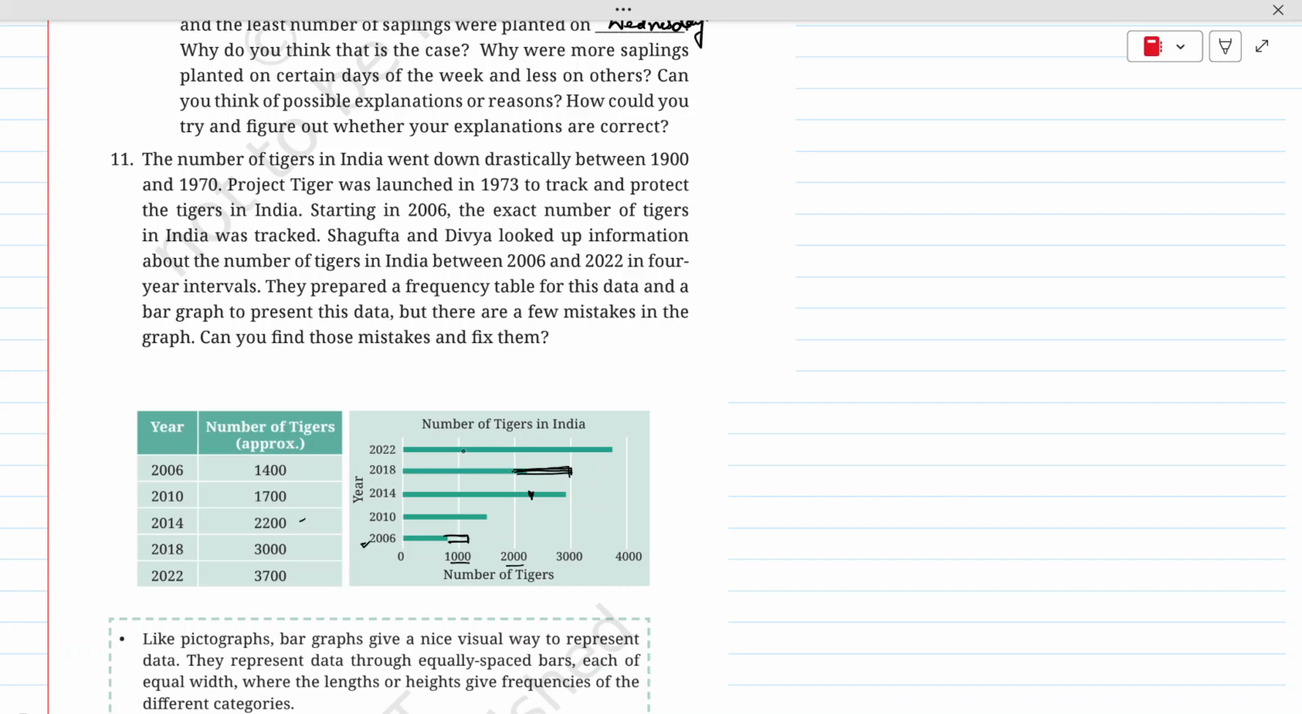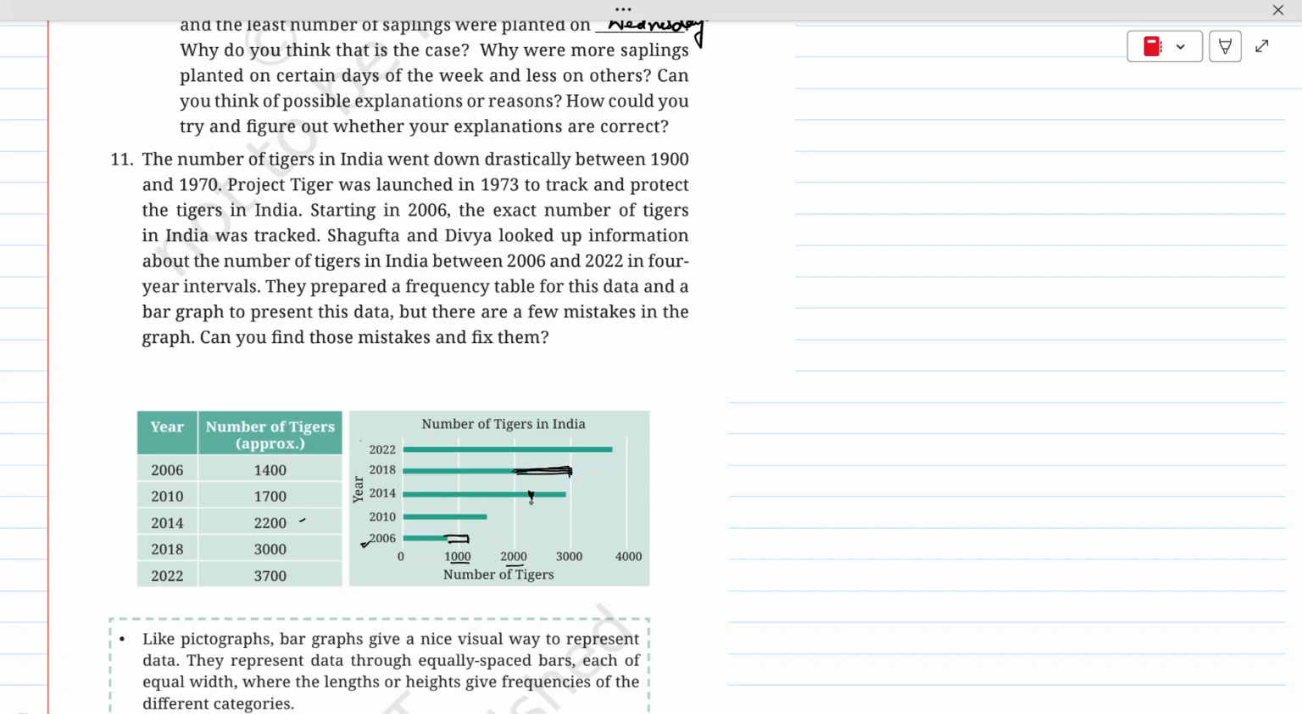What they have done is they have incorrectly drawn these graphs, these bars, right? And in the last one, in 2022, it should be 3700, which seems to be correct. In 2022, it is 3700, which is near to 4000. So this is correct. Okay, 2018 we have corrected. It should be 3000, so we have to extend it to 3000.